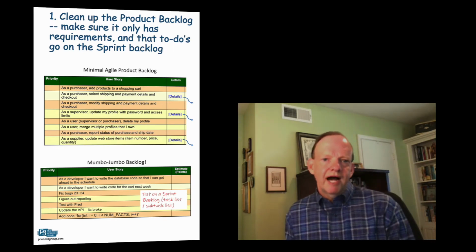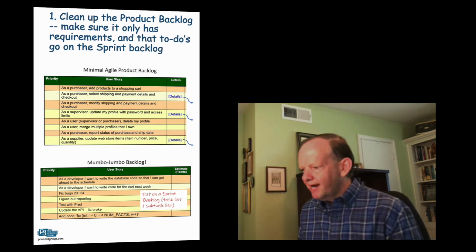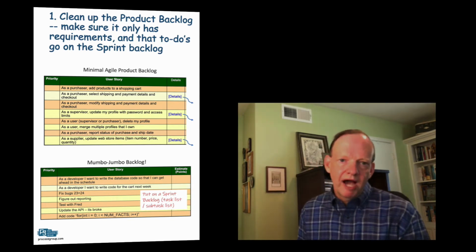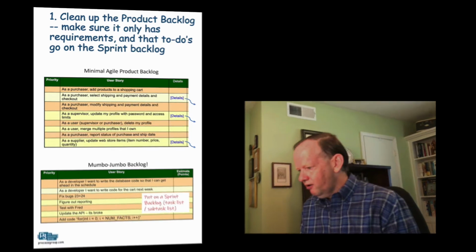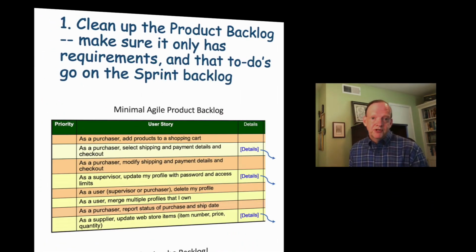So the first item is to clean up the product backlog and make sure it only has requirements and that any to-dos or tasks go onto the sprint backlog. So the first diagram shows you a minimal Agile product backlog. This should have user stories on it.